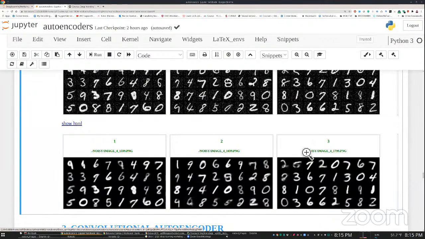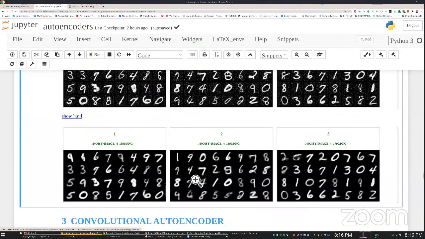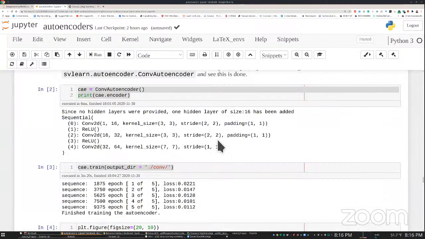Right? And if you look at it, it is quite decidedly different. Look at the zero here and the zero here. It is much more cleaned out, right? So that is one purpose of an autoencoder.